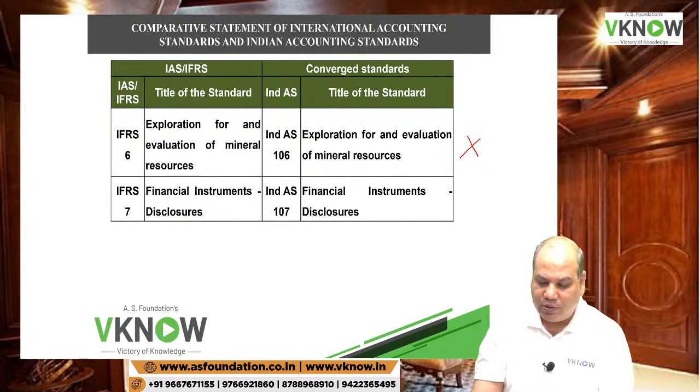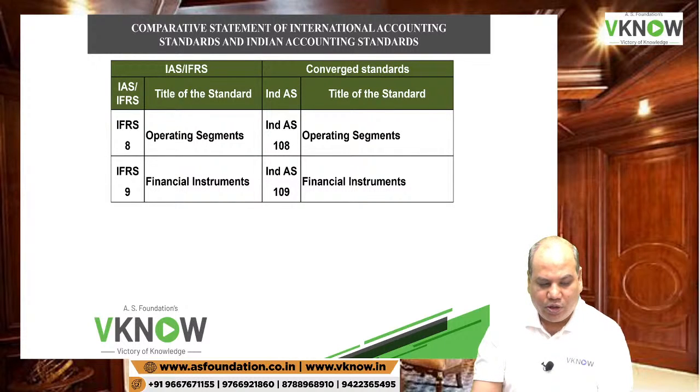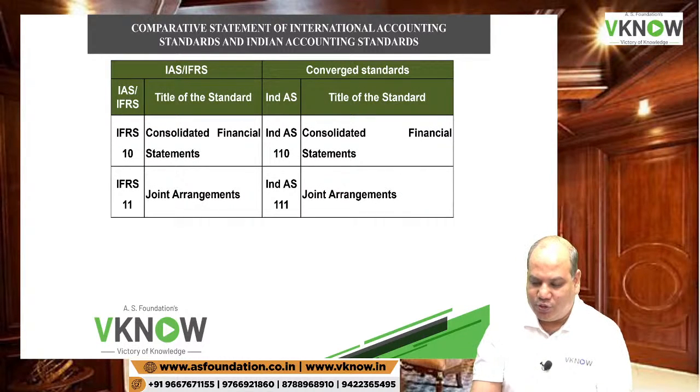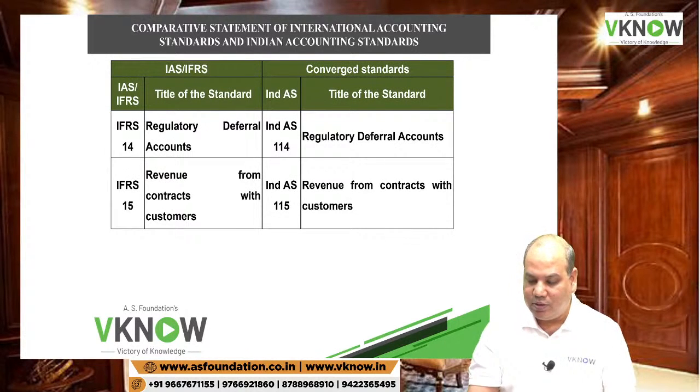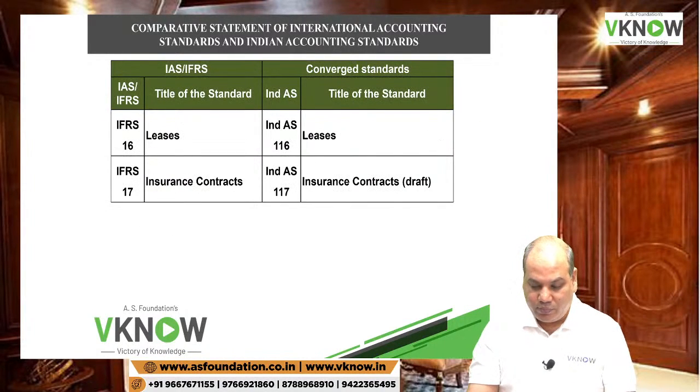Ind AS 107, financial instruments disclosure. Ind AS 108, operating segments. Ind AS 109, financial instruments. Ind AS 110, consolidated financial statements. Ind AS 111, joint arrangements. Ind AS 112, disclosure of interests in other entities. Ind AS 113, fair value measurement. One more good news. Ind AS 114, not in your syllabus, regulatory deferral accounts. Ind AS 115, revenue from contracts with customers. Ind AS 116, leases. Wait a minute.